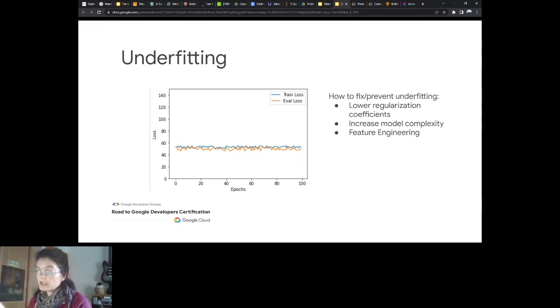And I forgot to say here that, as you see in this slide, in an underfitting model, the model is bad for all. So it's not predicting well, not for the train, not for the evaluation. It's just bad. So it does not improve at all with more epochs, because it's not learning, it's not capturing the patterns of the data.